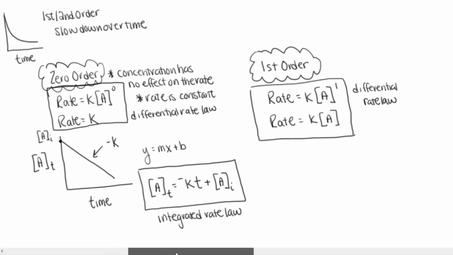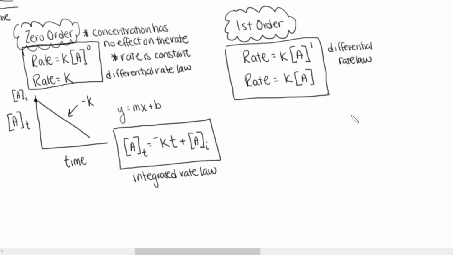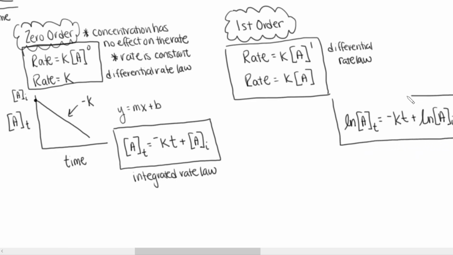If you integrate this rate law, just like we integrated this rate law, we get a different equation than we got for zero order. The integrated rate law for first order is the natural log of the concentration at some point in time is equal to negative k times t plus the natural log of the initial concentration of A. This right here is your integrated rate law for a first order reaction, right? Take this first order differential rate law and integrate it.